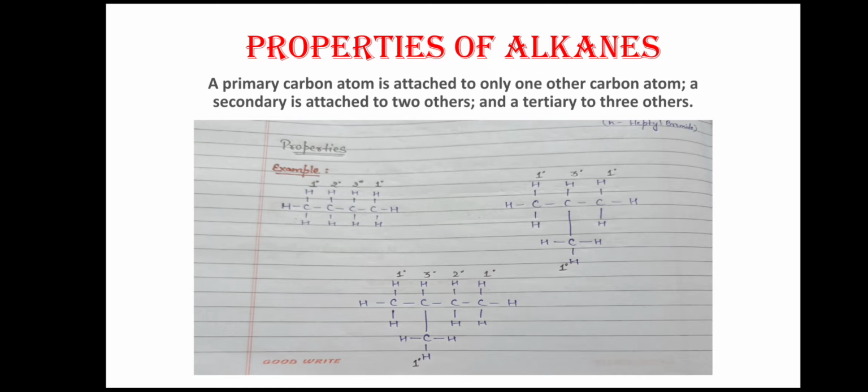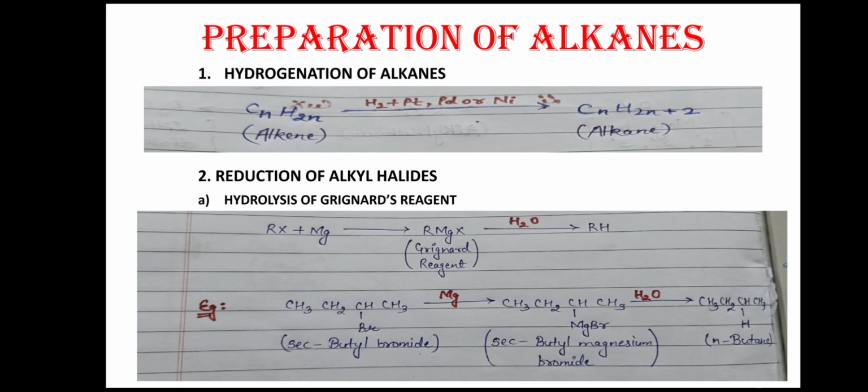Properties of alkanes. A primary carbon atom is attached to only one other carbon atom. A secondary is attached to two others, and a tertiary is attached to three others.